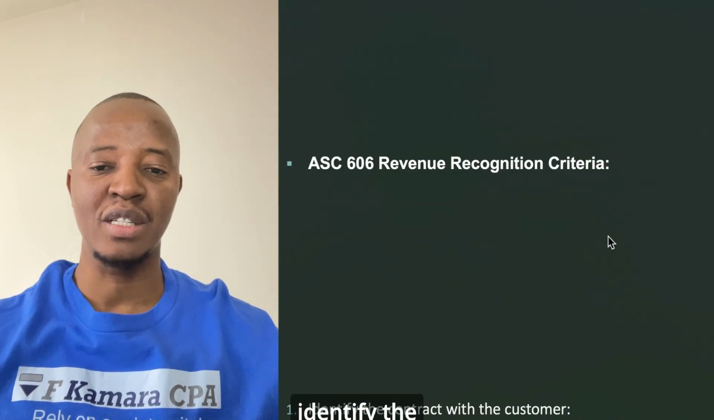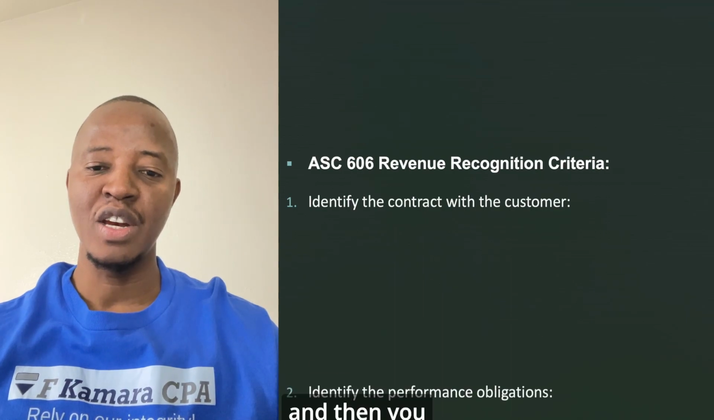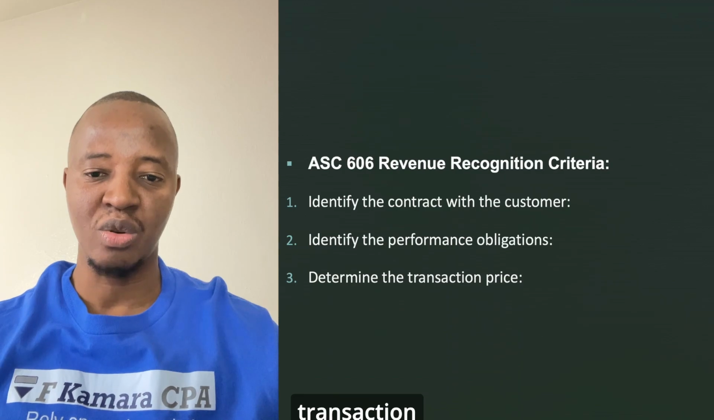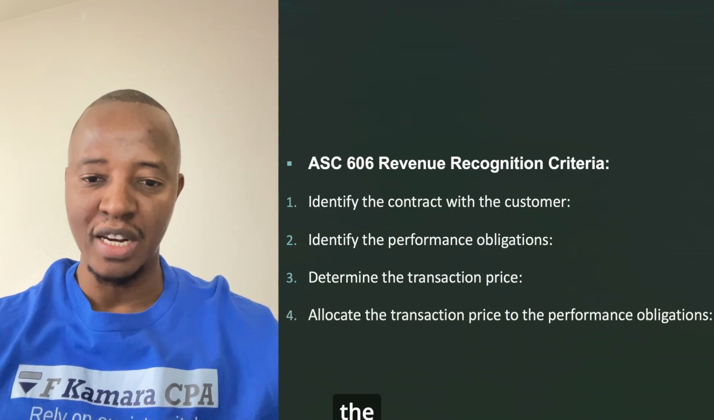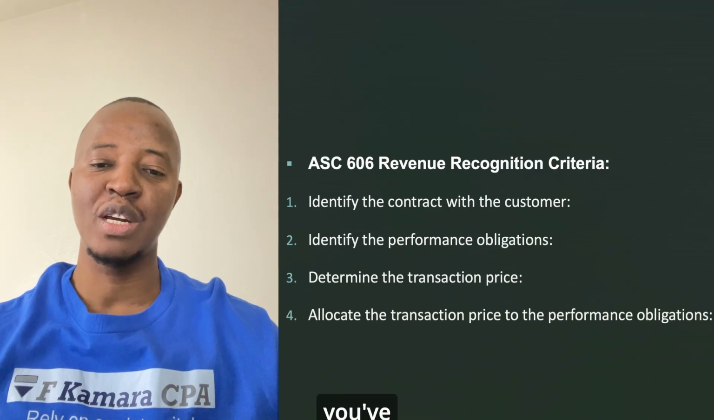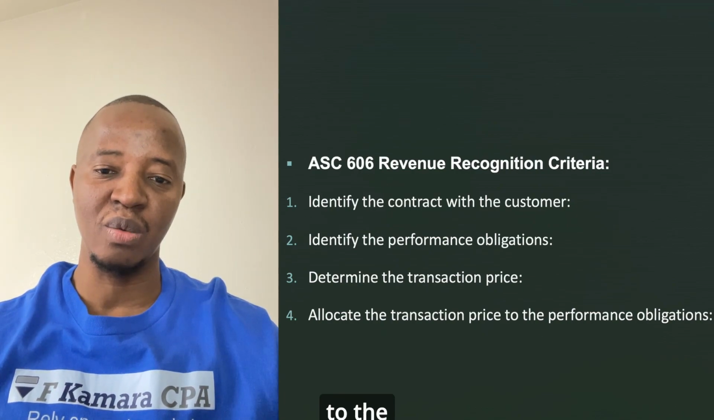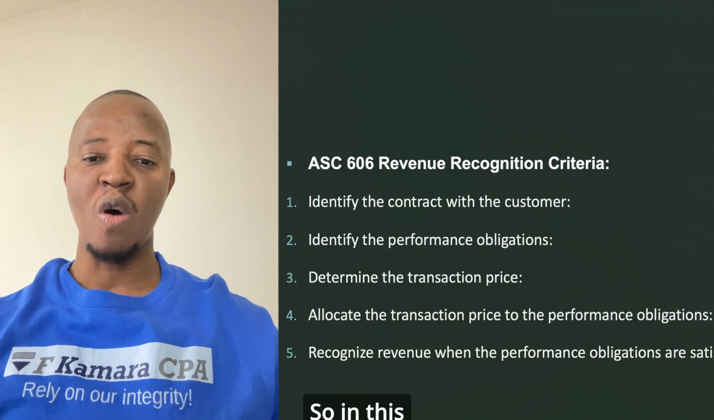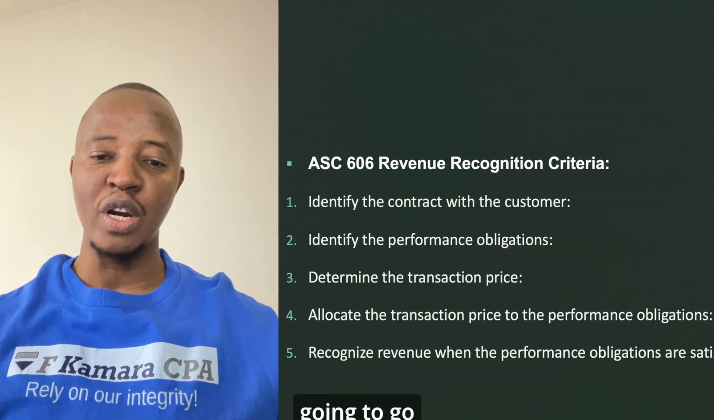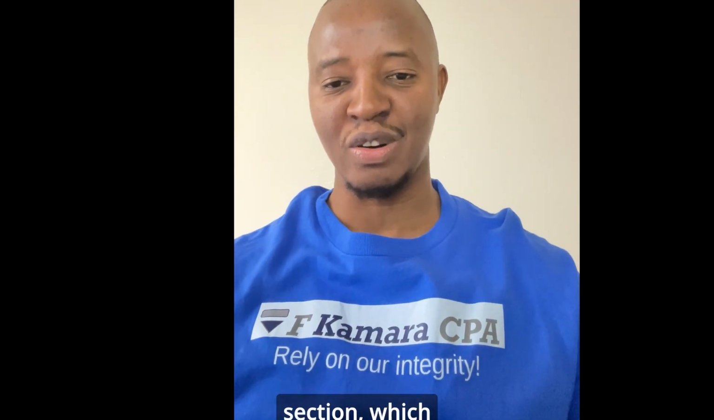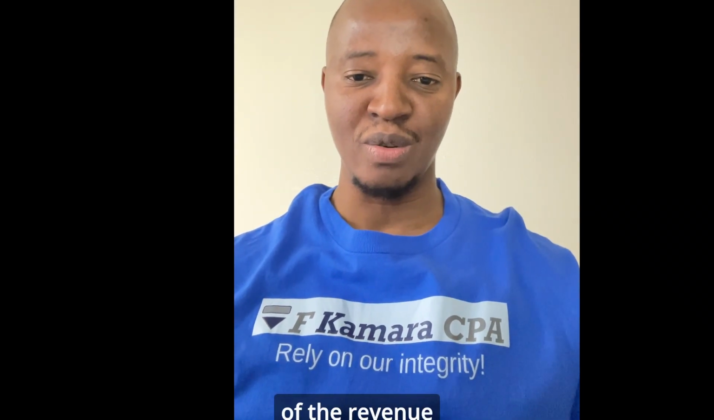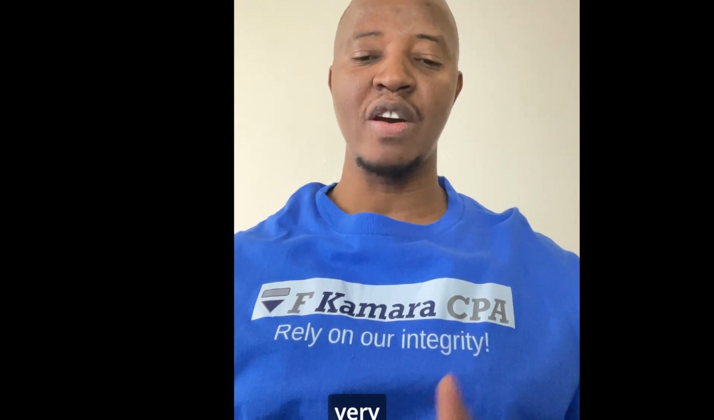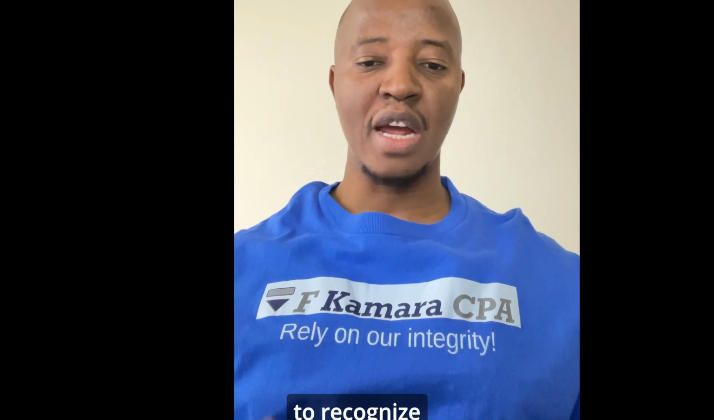First, you have to identify the contract, and then you identify the performance obligation, then you determine the transaction price, you allocate the transaction price, and then after you've allocated the transaction price to the performance obligations, you recognize revenue. So in this tutorial, we're only going to go over the 5th section, which is recognition of the revenue using QuickBooks Online. The QuickBooks Online tool has made it very easy for you to recognize revenue.